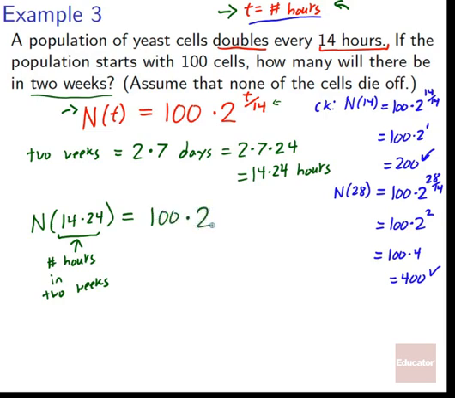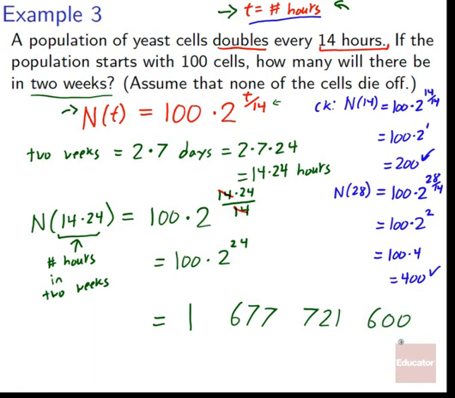100 times 2 to the 14 times 24 is the number for t, divided by 14. Hey, look at that. The 14s cancel out. We can be a little bit lazier. That's nice. 100 times 2 to the 24. We plug that into a calculator, and we get a whopping 1,677,721,600 cells. That's more than 1.5 billion cells, right? Ones, thousands, millions, billions. So we're at 1.6 billion cells. Well, actually closer to 1.7 billion cells.